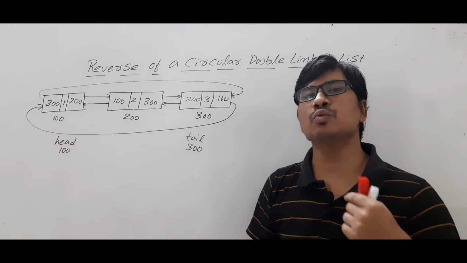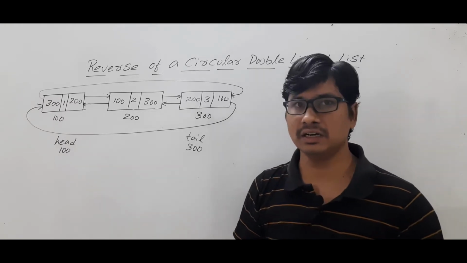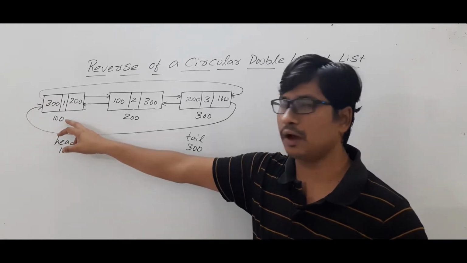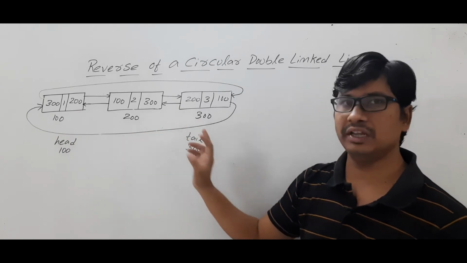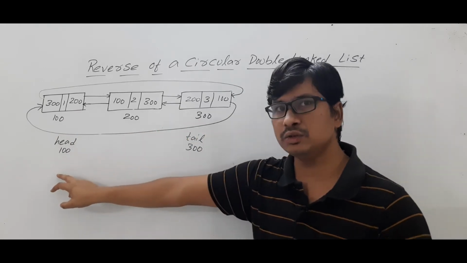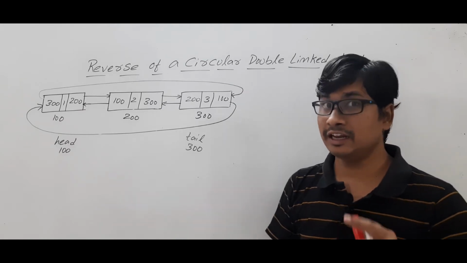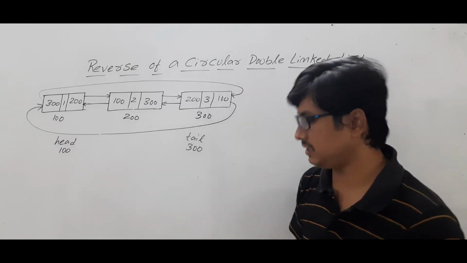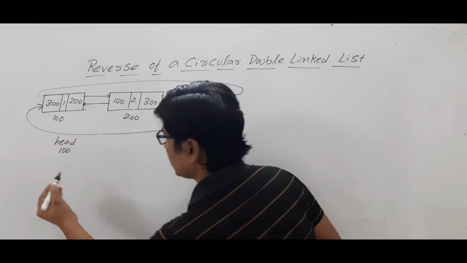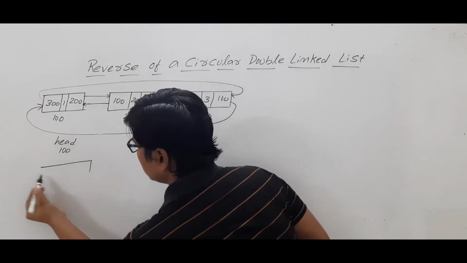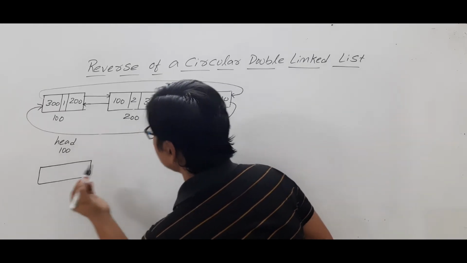Now we will discuss what is meant by reverse of a circular double linked list. Look at here, we have node 1, node 2, node 3. If we reverse, node 3 becomes the first node and node 1 becomes the last node. Okay, the number of nodes will not vary. Am I right? So to make it easier to understand, let me draw the reversed one.